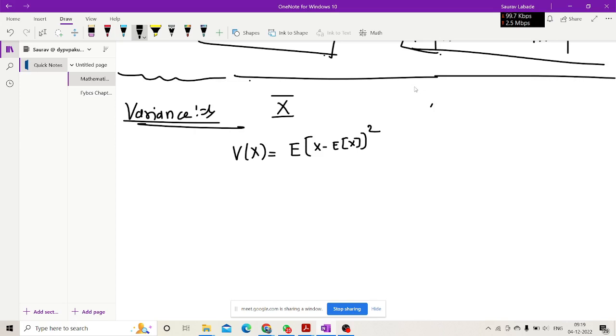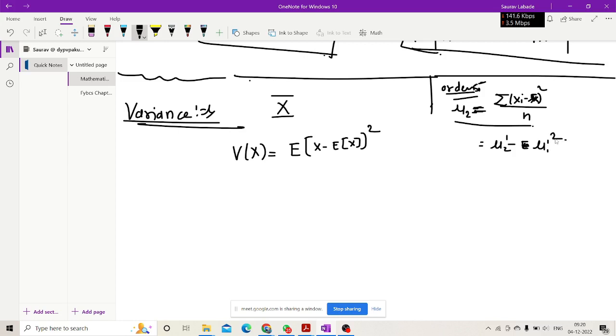Now which formulas have we seen up till now? We have already seen in another chapter, I think the third chapter, which was based on moments. In the moments, we know that the second central moment is called the variance. Can anyone tell me what was the formula for the second central moment? Yes, it is summation of (xi minus x bar) whole square upon n. If I try to solve this, it becomes mu2 dash minus mu1 dash square.